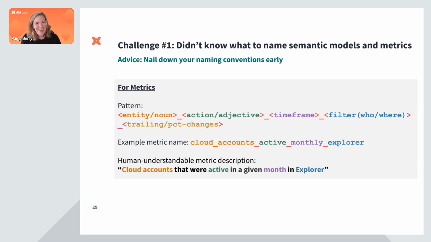Naming metrics was also a fun one to figure out. We have this pattern where we start with a noun or entity, action or adjective, time frame, filter if we're going to filter stuff, and then at the end we'll add on things like trailing 7 days or month over month. So an example here is cloud accounts active monthly explorer. That's the name of the metric. And what we're saying with that is these are cloud accounts that were active in a given month and explorer. And this allows for better organization and understanding around what the metric's actually measuring and categorizes the metrics that fall into subgroups around the entity, which means that when we look at the catalog of metrics, it allows the list to be organized in an intuitive way, which makes it a lot easier for folks to find these metrics. A lot of these tips are going to be around discoverability, because once you've built a bunch of metrics, you want to make sure people can find them easily.